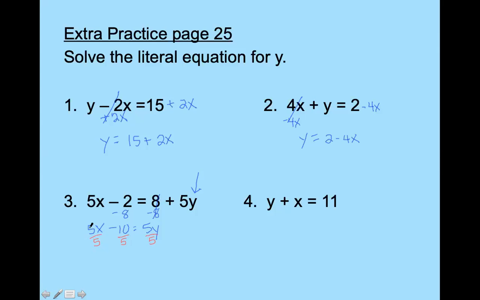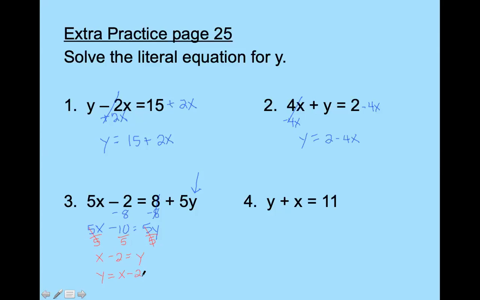So I'm going to simplify that. 5x divided by 5 leaves me with 1x. -10 divided by 5 is -2. And on the right side, 5 divided by 5 is 1, so I'm left with 1y. So it's x minus 2 equals y, or I can put the y on the left. I just have to remember to keep the order the same for the other terms. Y equals x minus 2.